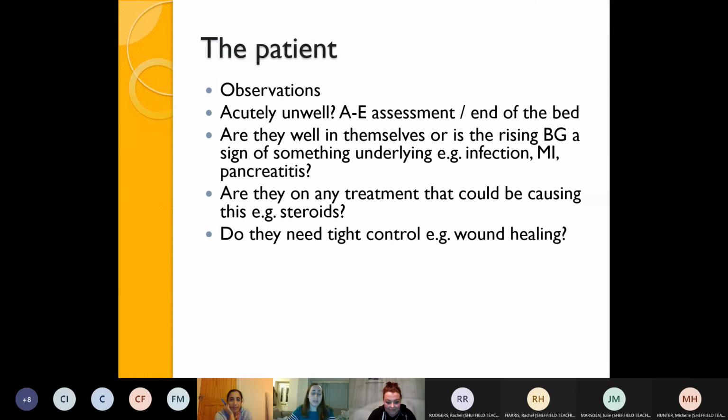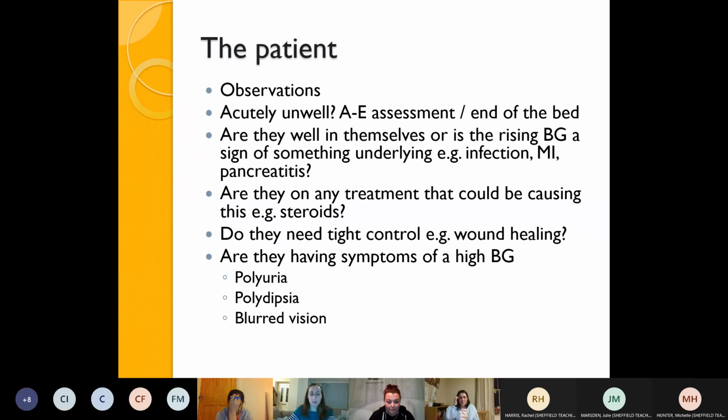They might need tighter control than someone that came in with a fall or funny do, or something like that, that we might not be quite as worried about. And do they have symptoms of hyperglycemia? So that would be polyuria, polydipsia, blurred vision.